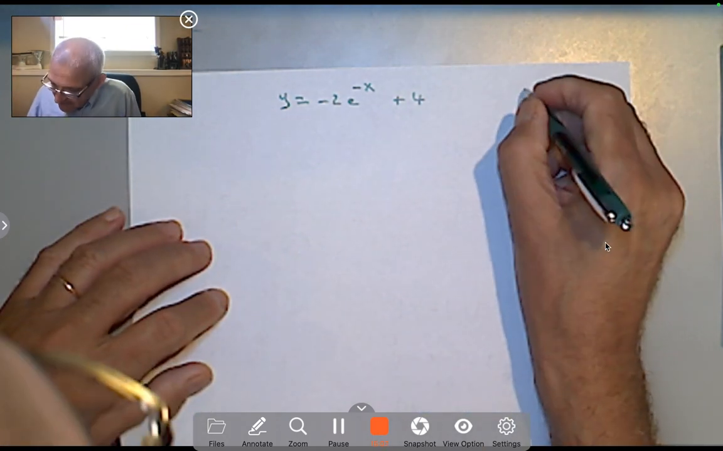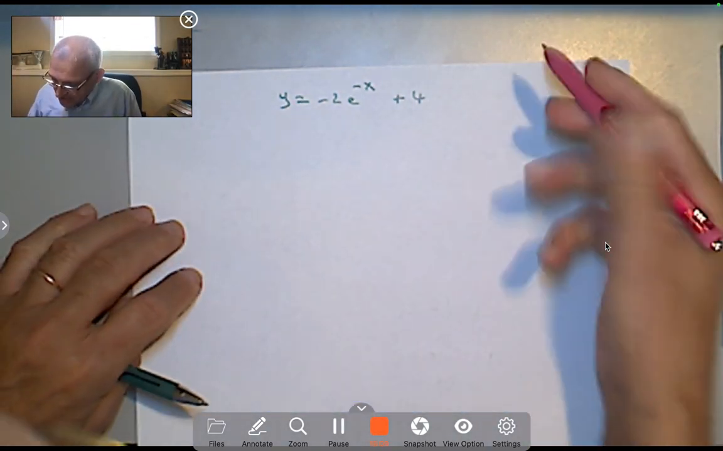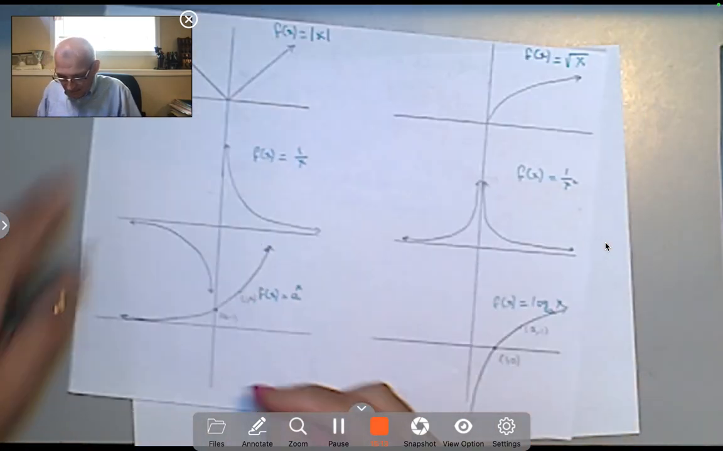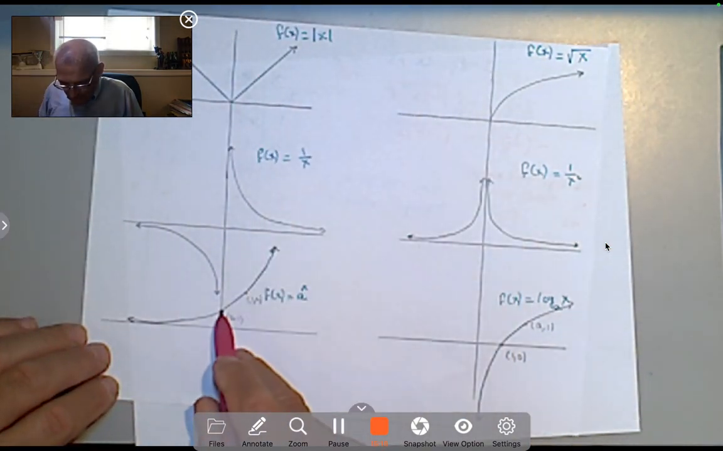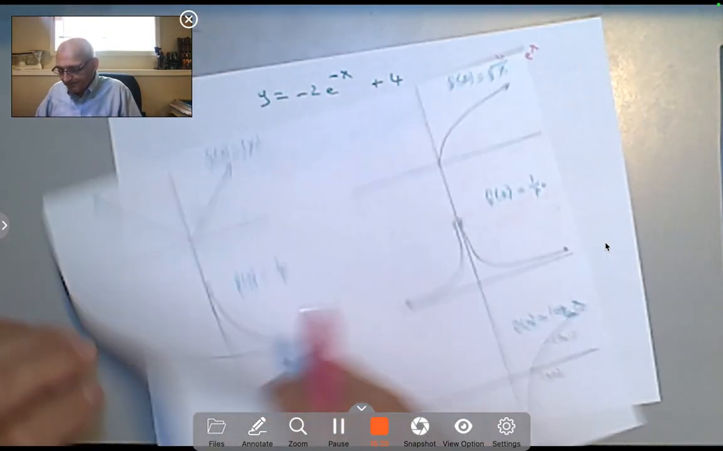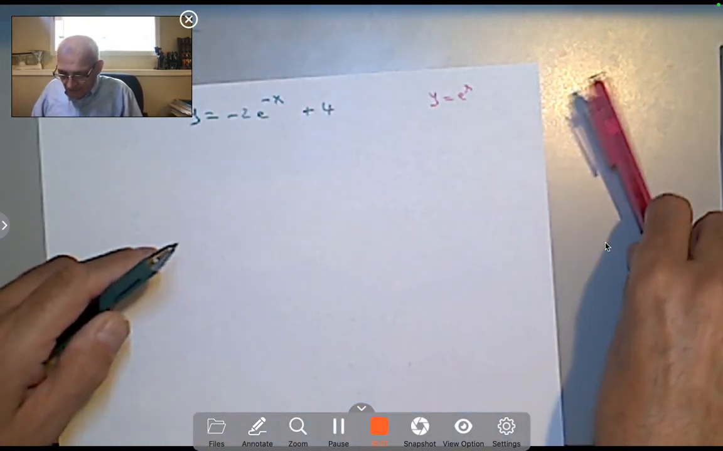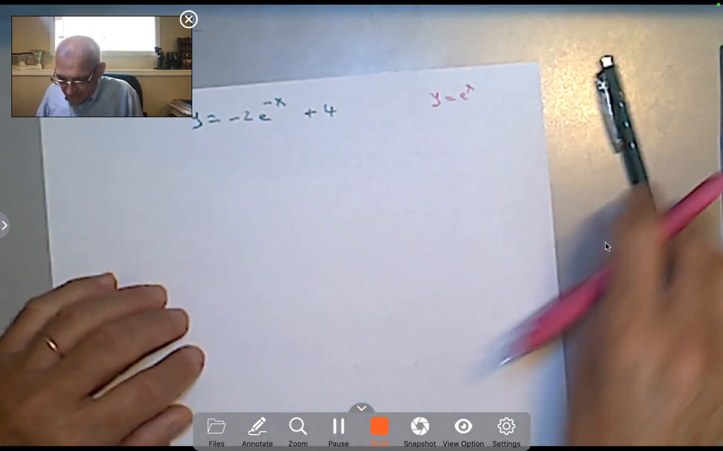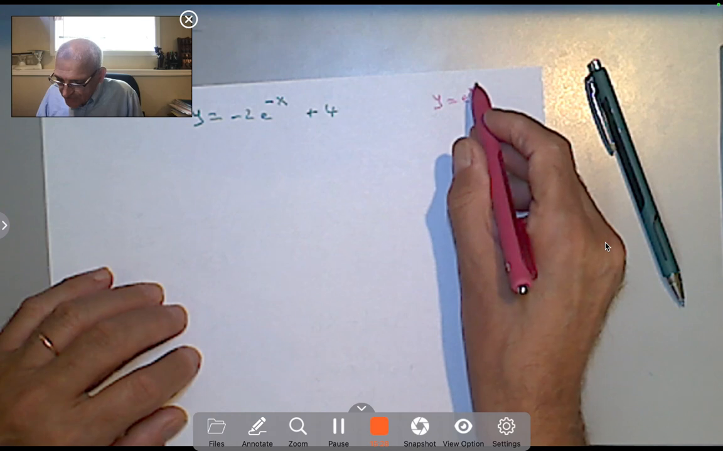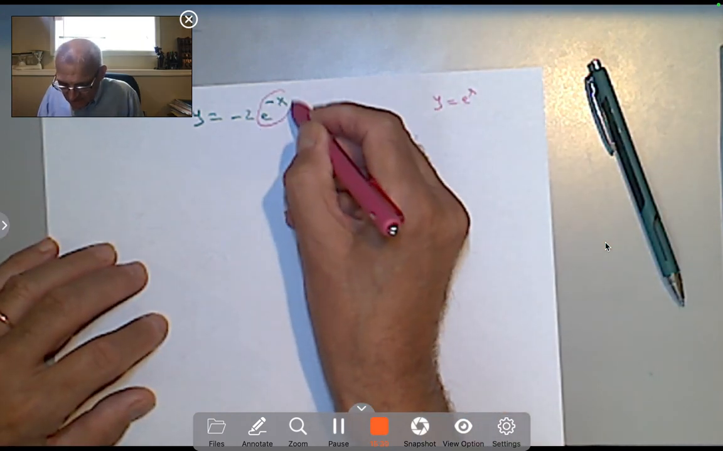I see that the parent function is y equals e to the x. e to the x is a function like that that passes through (0, 1), (1, e), and so on. So let's look at what happened. First of all, I want it to look like that, so only e to the something stays on the left.